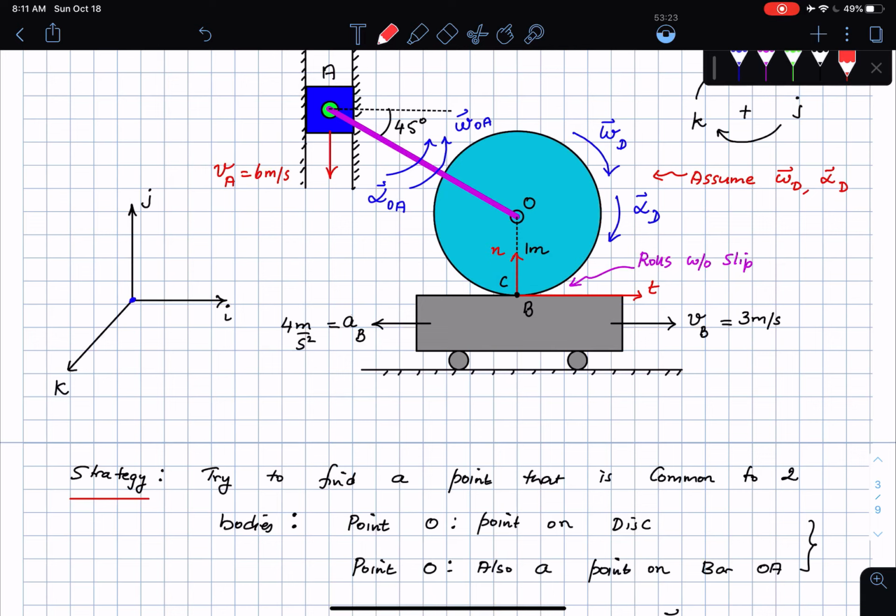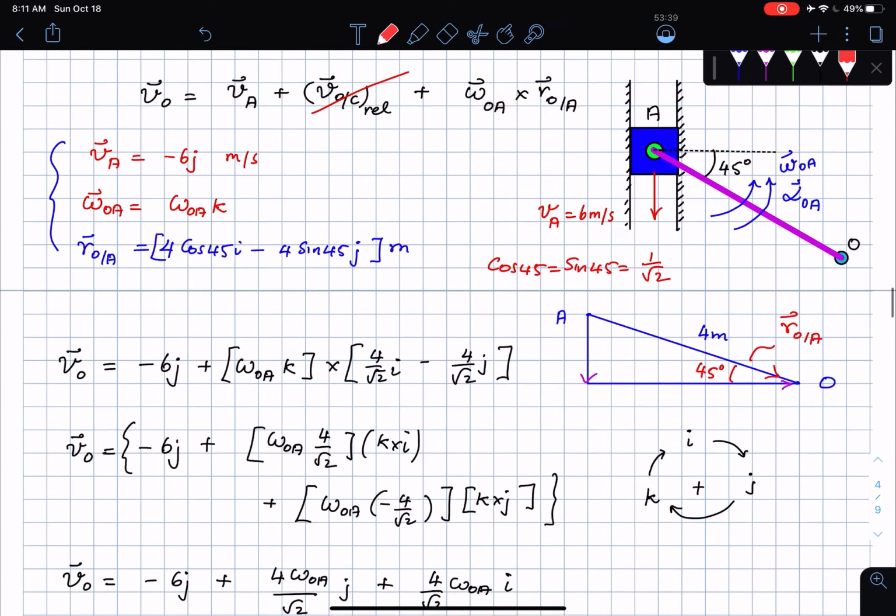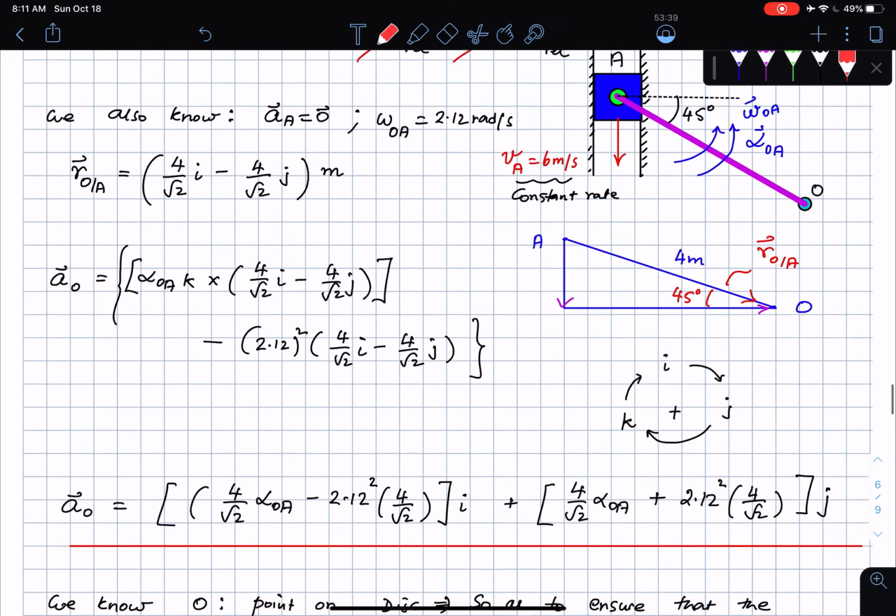And then I say, okay, point O is on body OA, point O is on the disk. I find the velocity of O using information from the body OA. I find velocity of O using the information from the disk. I equate the two terms. And I do the same thing for the accelerations as well. And after going through all of this process, we end up having the answers as we have described right down here.